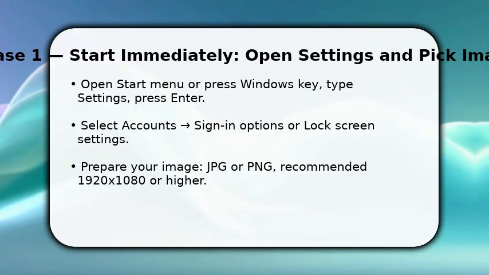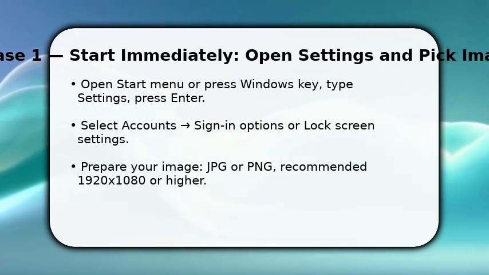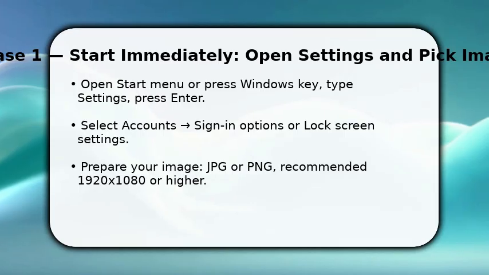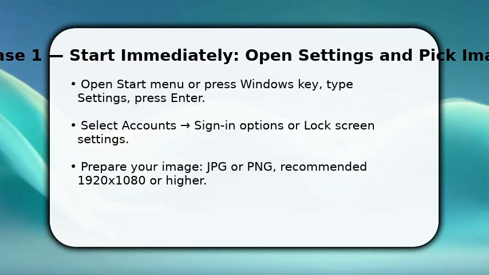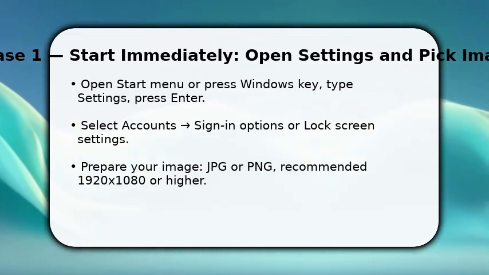Navigate straight to Accounts and then to Lock Screen or Sign-in options depending on your Windows version. Once there, choose the background option labeled Picture or Browse to select an image. Make sure the file is JPG or PNG and at least 1920 by 1080 for good quality.